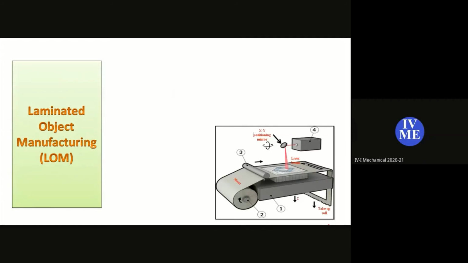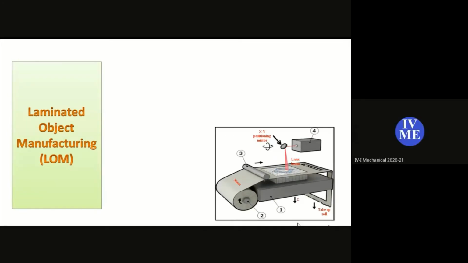Next, come to the laminated object description. Are you able to see the picture of the figure? Here I'm showing a picture of the LOM machine. First of all, let's see what the components of this LOM machine are.